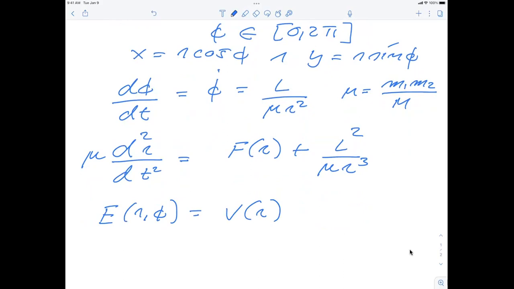So what we have now is the kinetic energy. The kinetic energy was given by the derivative, so this is the velocity, the radial velocity. And then we have the radius again, times the angular velocity.